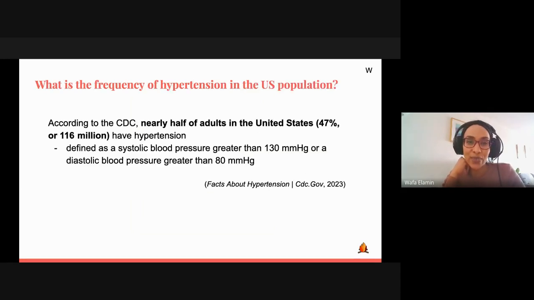So what is the frequency of hypertension in the US population? Well, it's actually quite high. Nearly half of the adults in the US, about 47%, or 116 million people, have hypertension. This is defined as a systolic blood pressure of above 130 over diastolic blood pressure of 80. The values can change, but the standardized values of 130 over 80 give a very high proportion within the US population.